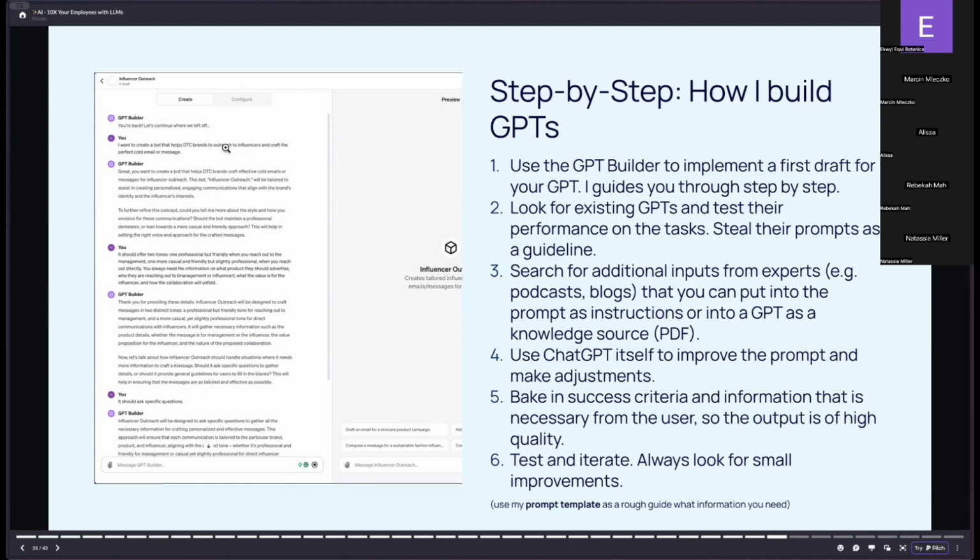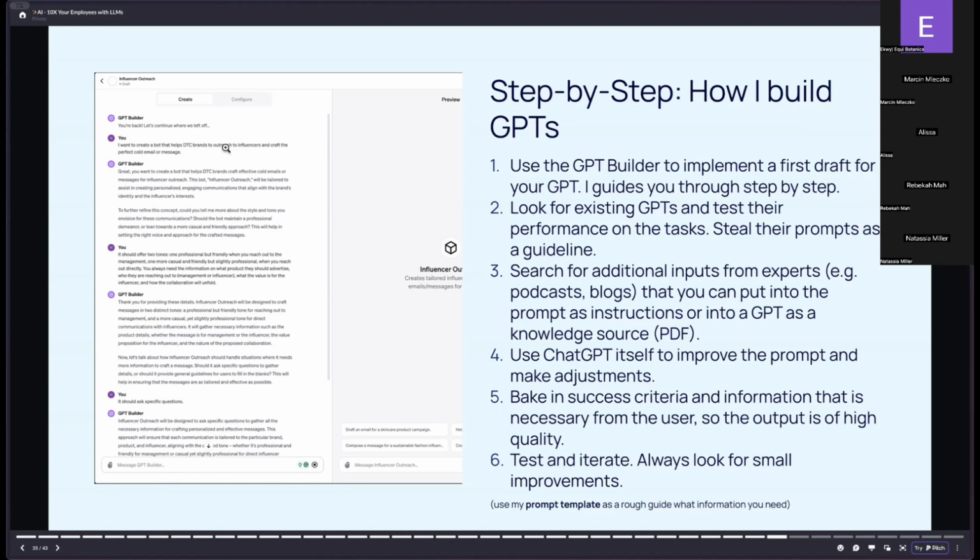So basically blogs, podcasts. You can steal the stuff from Nick and Moise, what they told you about, and just put it into the prompts or give it as a knowledge source. And then lastly, you can also use ChatGPT to improve the prompt.